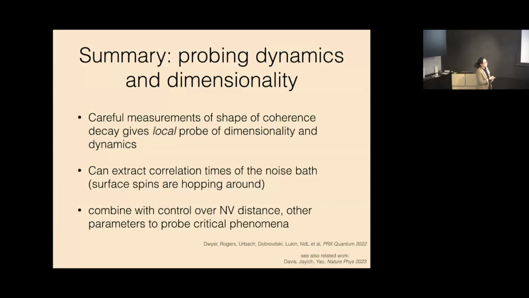In this case, the dynamics are a little bit stupid. It's just the surface spins hopping around. But you could imagine a more interesting, I'm sure this crowd can imagine a more interesting condensed matter phenomena that we might be able to probe.